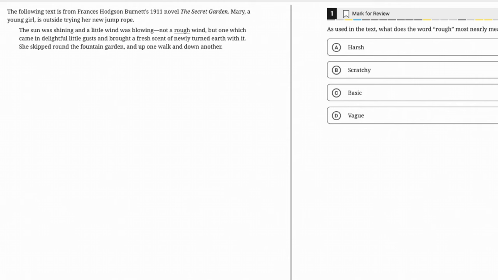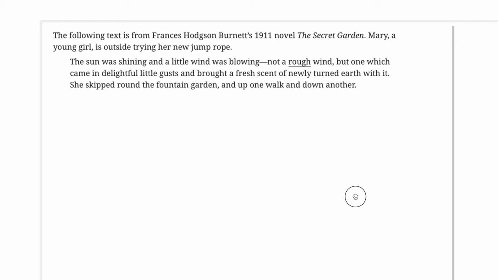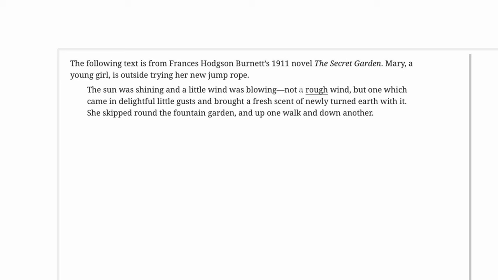So starting with number one, we've got our little batch of words in context questions, but we want to focus on the passage, not the words to begin with, and think of a synonym for this word that's underlined. So the sun was shining and a little wind was blowing. Not a blank wind, but one which came in delightful little gusts and brought a fresh scent of newly turned earth with it. You note that I crossed it out because most of the time on these questions, you're just going to have a blank. But even when you have an underlined word, you don't want to get distracted by that word. Instead, you want to use the clues that are given elsewhere in the passage.